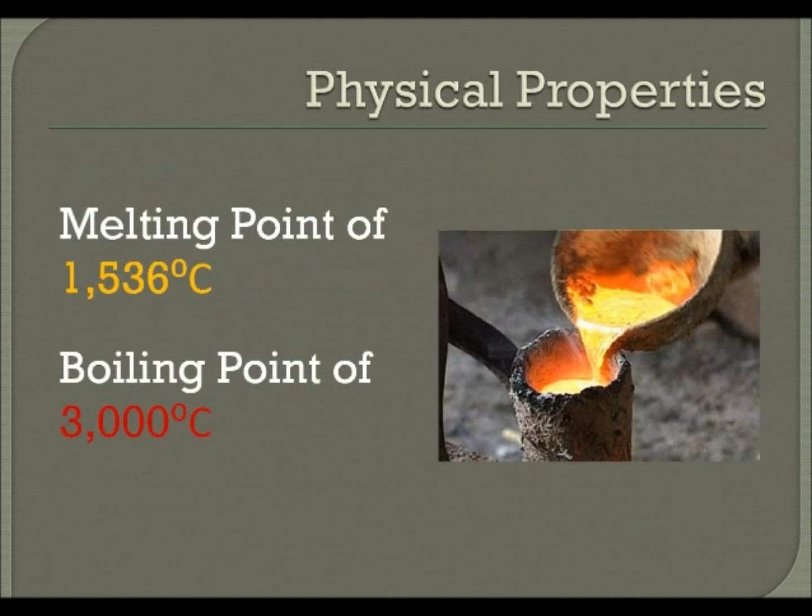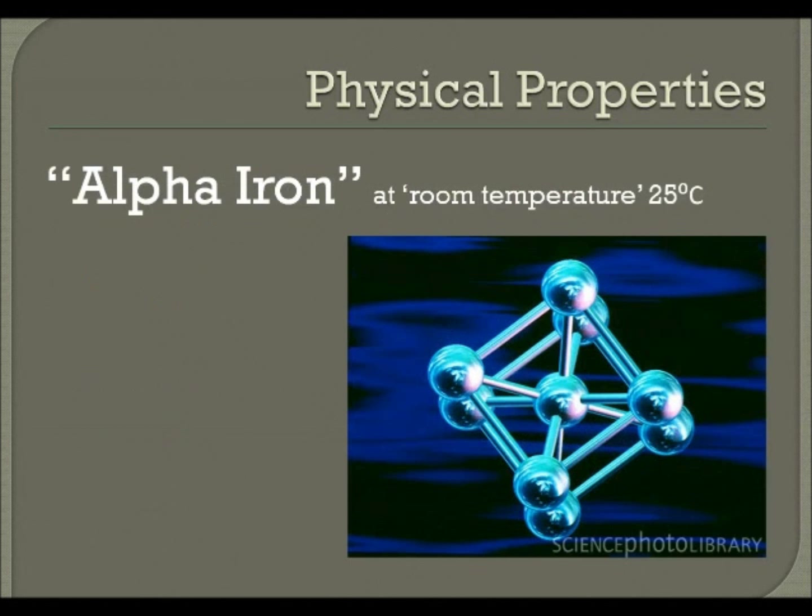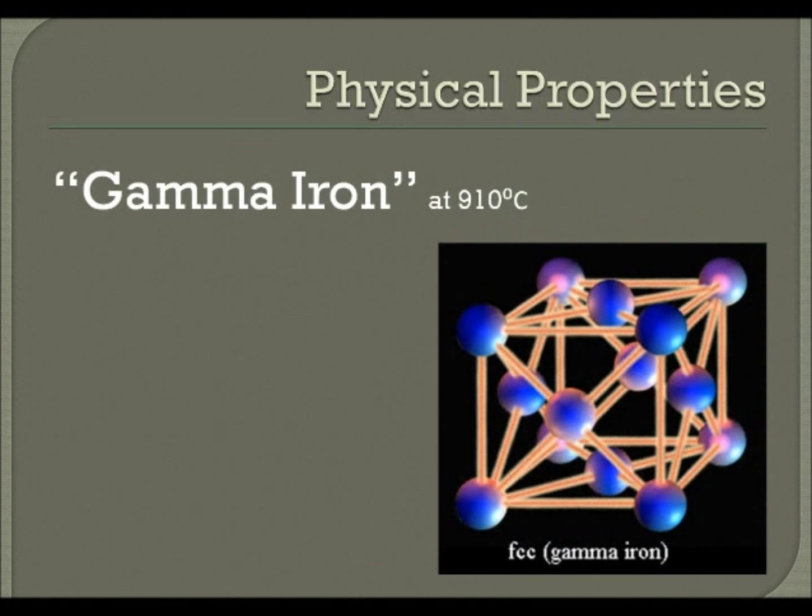Physical properties of iron. The melting point of iron is 1535 degrees Celsius and its boiling point is 3000 degrees Celsius. At room temperature, iron is in the form of ferrite, or alpha iron, a body-centered cubic structure. At 910 degrees Celsius, it changes to gamma iron, which is face-centered cubic and somewhat softer.